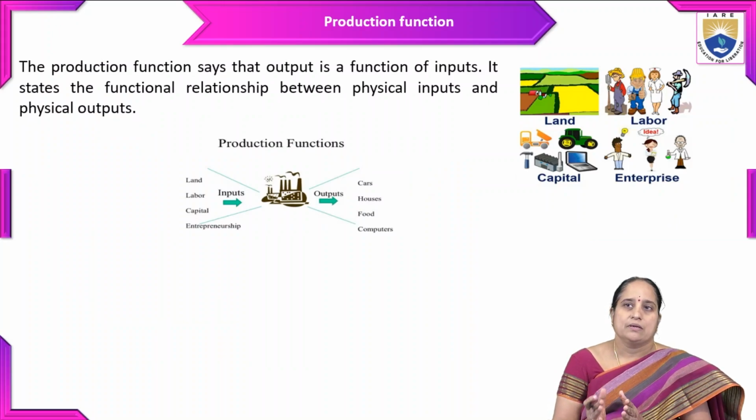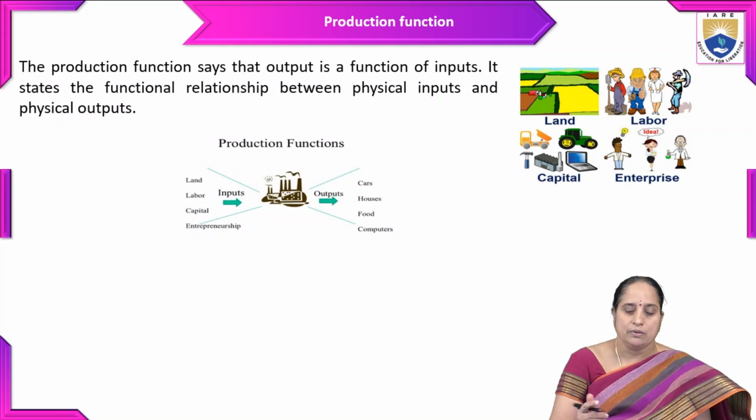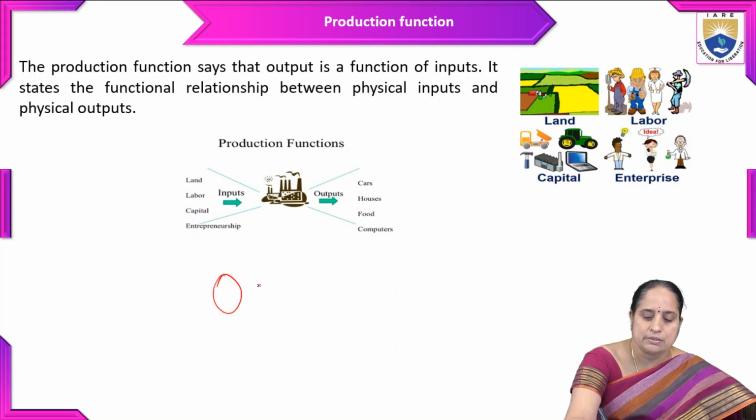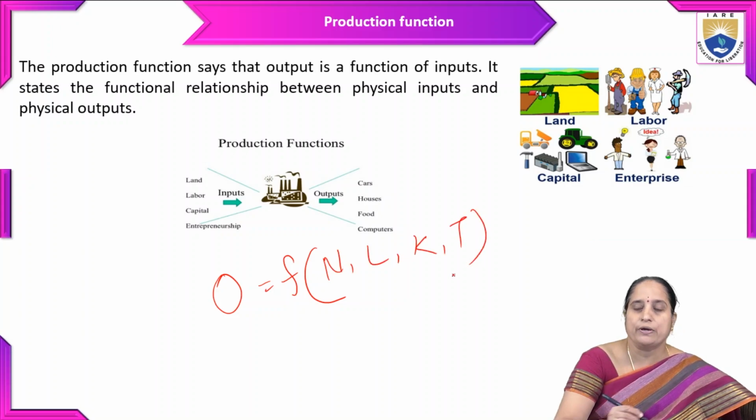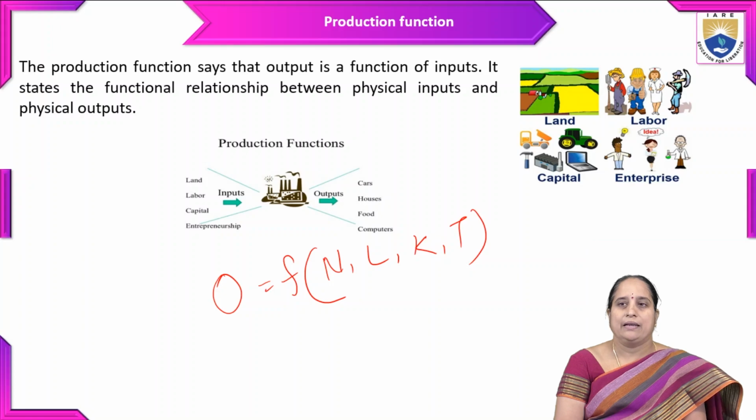Next comes the production function. The production function says that output is the function of input. So as we derived what is output, the production function in simple terms is the function of NLKT, four factors. So where we used to discuss natural resource, labor, capital and technology. So it states the functional relationship between physical inputs and physical outputs.